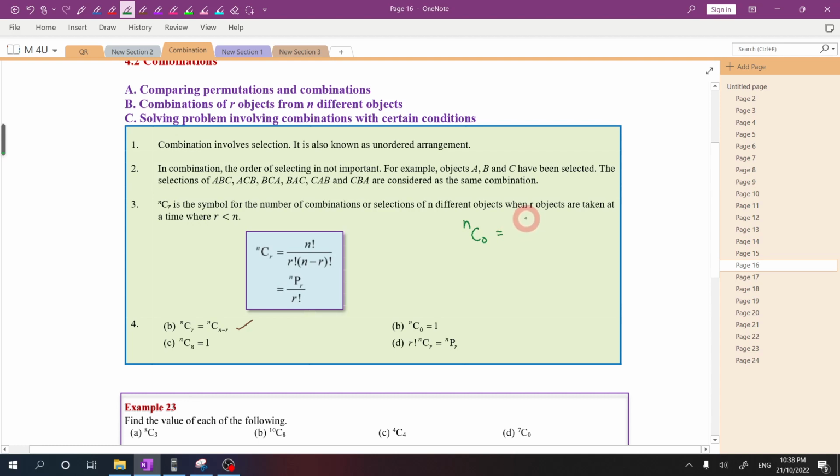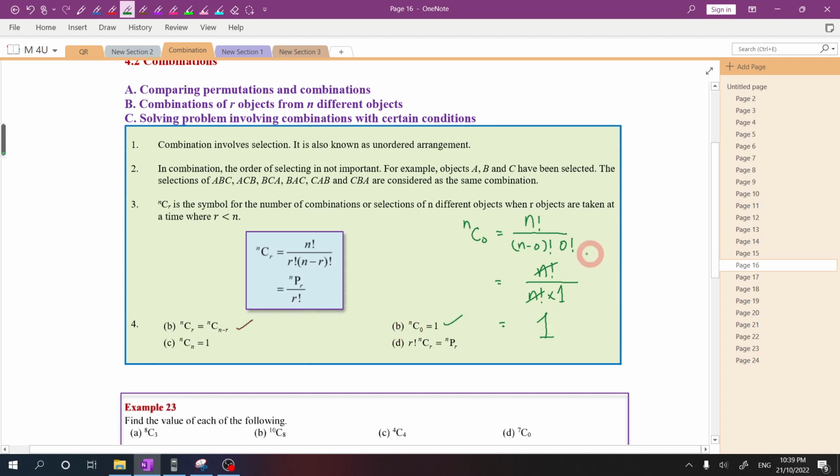nC0 is equal to n factorial over (n minus 0) factorial times 0 factorial. Okay, so this is n factorial. (n minus 0) factorial is actually equal to n factorial. 0 factorial is equal to 1, right? In the previous video, I told you about this. So this is actually equal to 1. So eventually, the n factorial, you can just simplify them, then you will get 1.